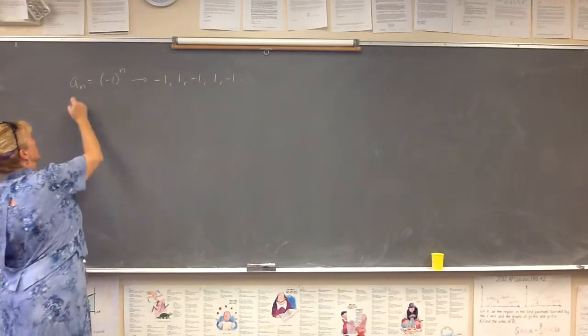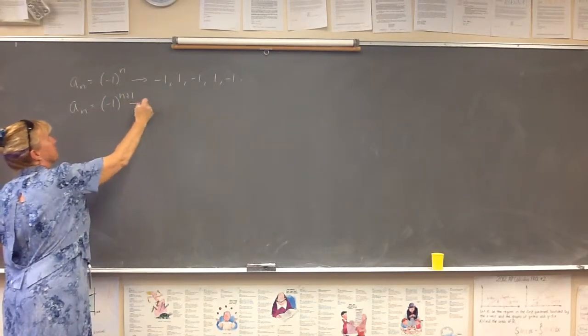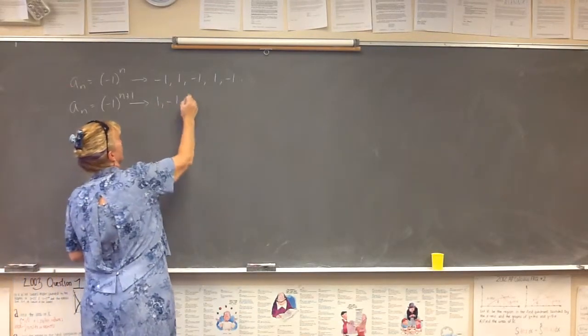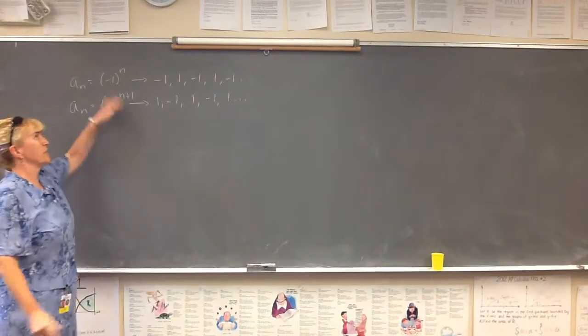That's what that is. So a sub n equals negative 1 to the n plus 1? 1. 1 and then? Negative 1. Alright. You guys got it, right? So you need to understand that.